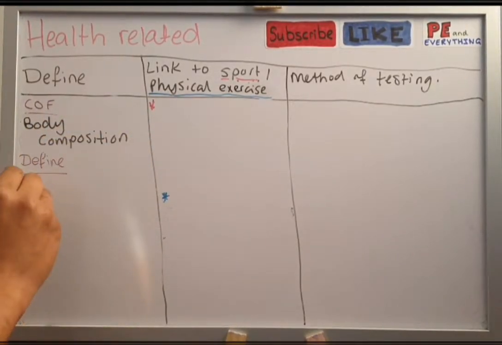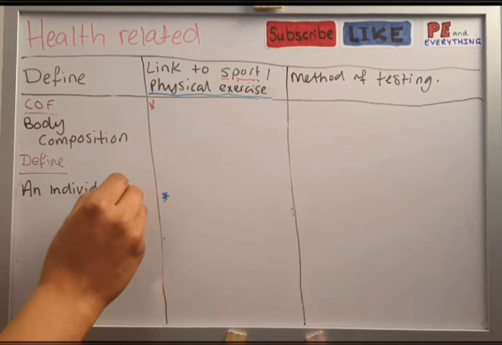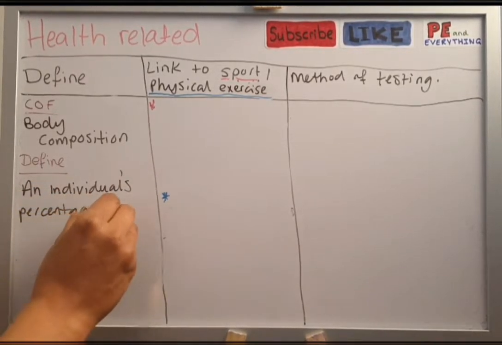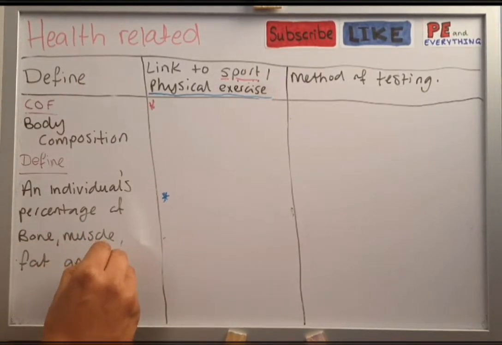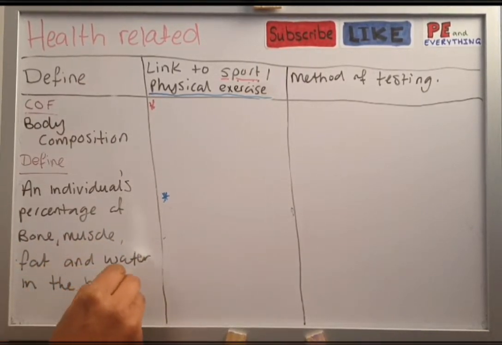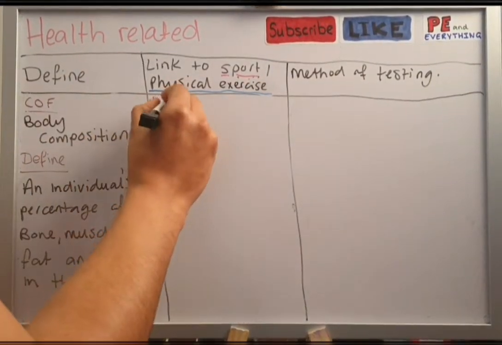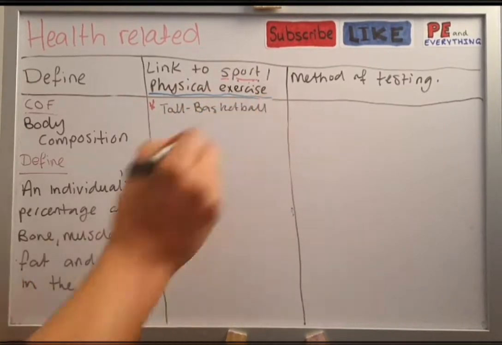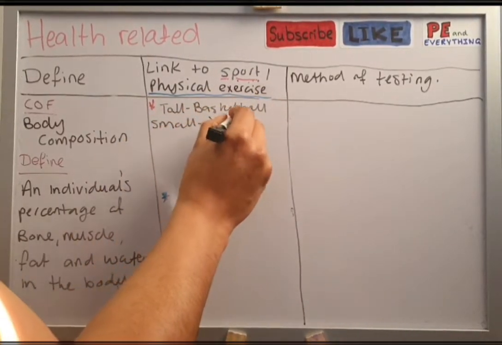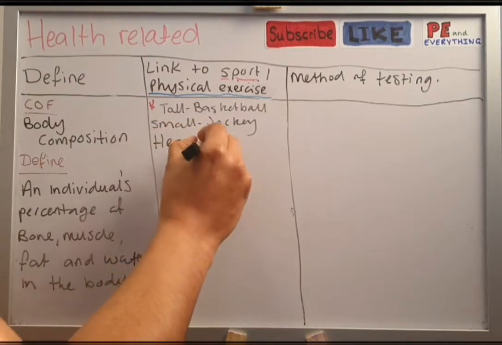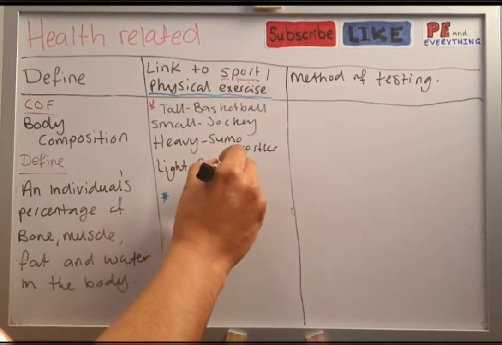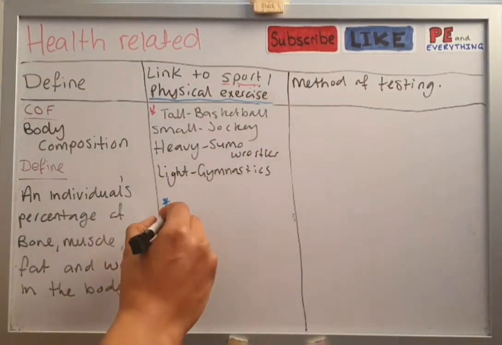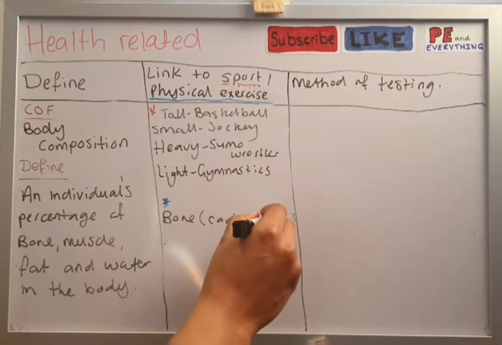A good method of testing would be the sit and reach test. The final one in this category would be body composition. Okay, body composition. This is an individual's percentage of bone, muscle, fat, and water in their bodies, okay? If you're going to link this to sport, it's talking about their percentage of all these things. So a tall person would be appropriate for basketball, a small person as a jockey, a heavy person as a sumo wrestler or maybe a rugby player, and a light person maybe as a jockey and a gymnast as well.